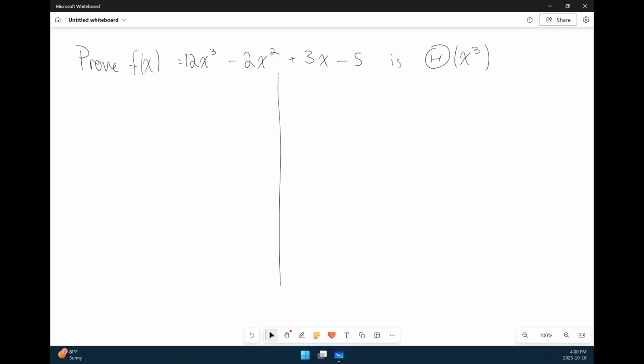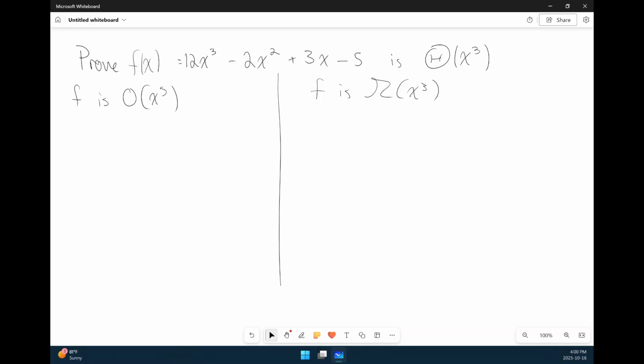So this won't use any theorems, it's just going to use raw algebra inequalities. So I have this problem up here. Prove f of x is 12x cubed minus 2x squared plus 3x minus 5, and that is theta of x cubed. So first of all, if we're proving theta, that means we're proving big O and big omega. So we'll have two parts to this proof: f is O of x cubed, and f is omega of x cubed.